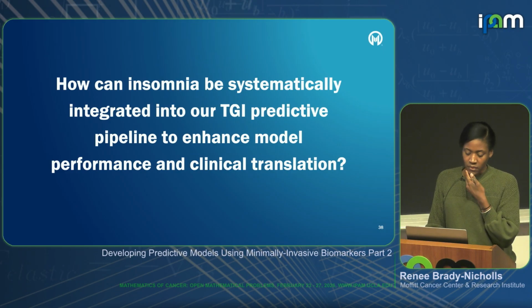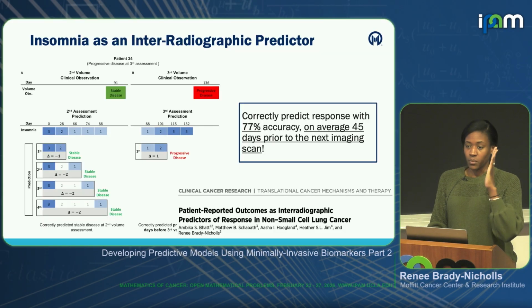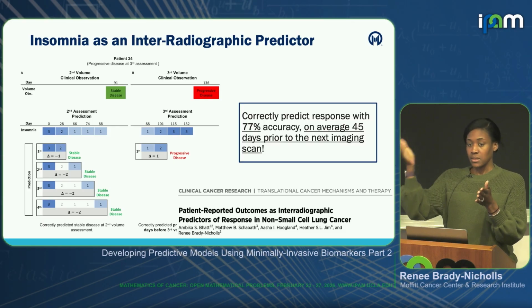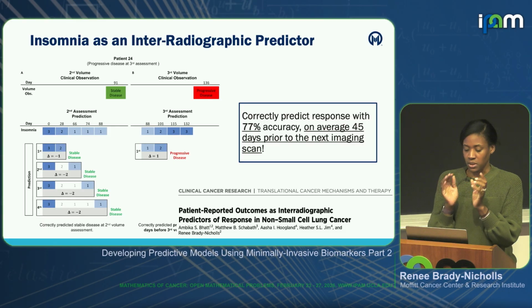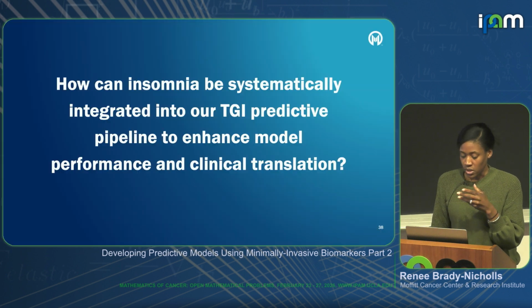And the issue with this one, even though it was highly predictive, is that this is just looking from one time point to the next. What we want to know is what's happening in between. We don't want to wait until the patient actually has progression. We want to be able to predict, like, you're likely to have progression within the next 2 weeks if you don't come in sooner, right? So that's what we're trying to improve on here.